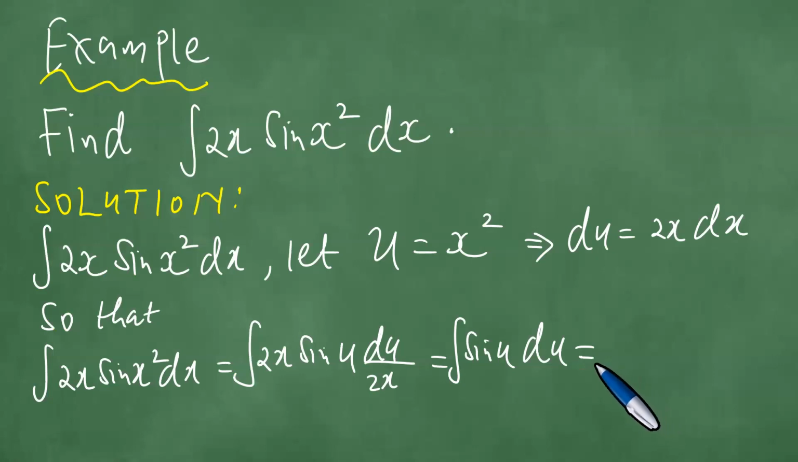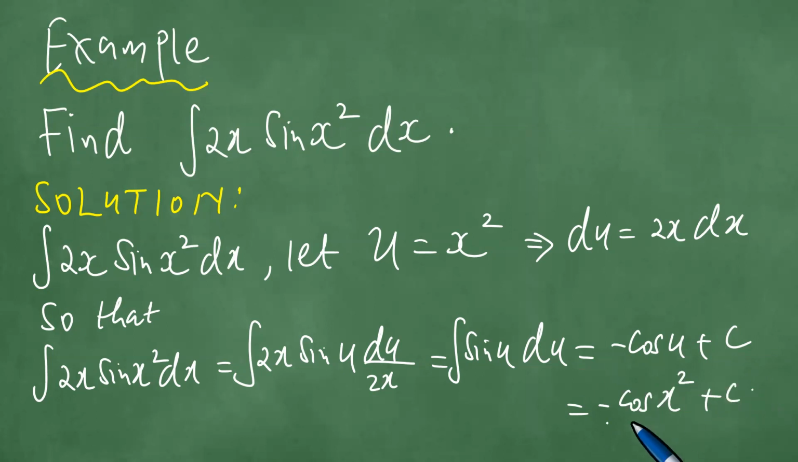What is the integral? The integral of this is minus of the sine is minus cosine u plus c, which is minus cosine of x squared plus c. So we have solved this integration problem. Okay, obviously this was an indefinite integral without the limits of integration, but there are more problems with limits of integration. Here is the next example.